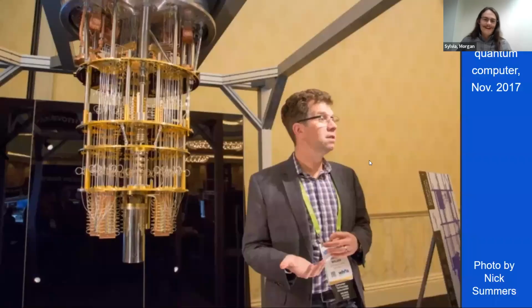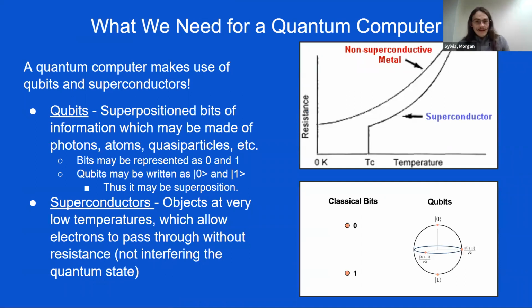Well, if we go to the next slide, we have a fantastic photo here of IBM at an event in late 2017 where they unveiled their 50-qubit quantum computer. And for a sense of scale, there's a gentleman who's presenting various cool bits of information. So what do we need for a quantum computer? I'm glad you asked. A quantum computer requires a few things, mainly things called qubits, superconductors, and a few of the principles that we've talked about before.